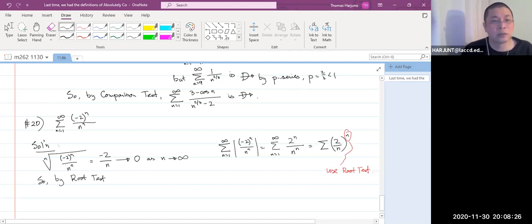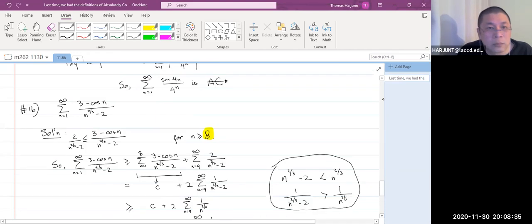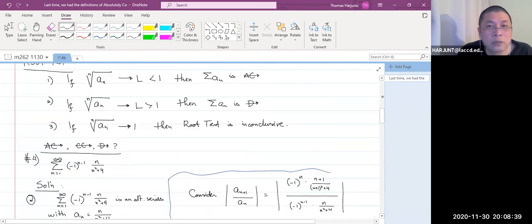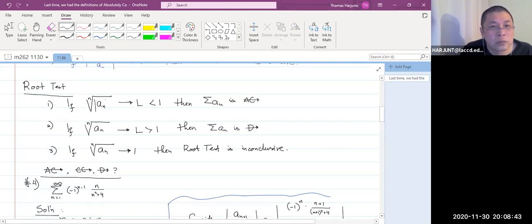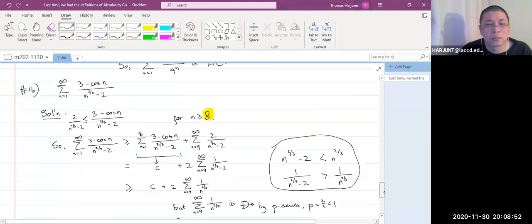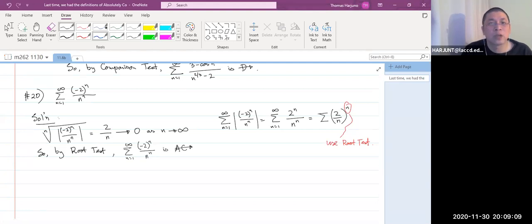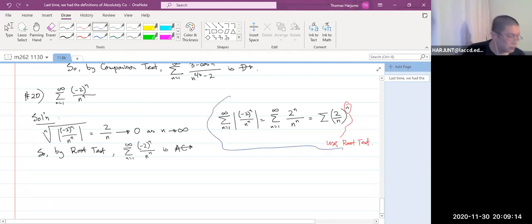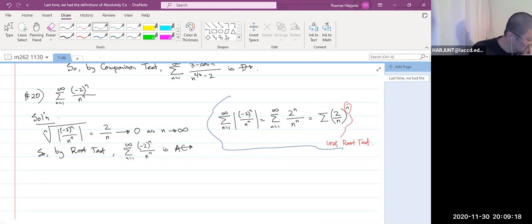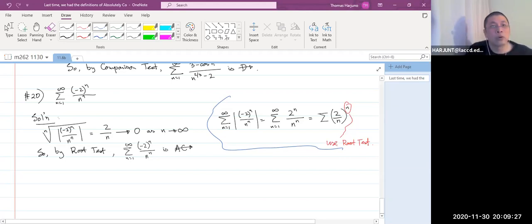I think I need to use absolute sign. Go back to my notes earlier. I forgot the absolute sign for the root test. I should have an absolute sign here. So by root test, this series is absolutely convergent. And this part here, just my scratch work. That's for number 20. Let's see number 24.